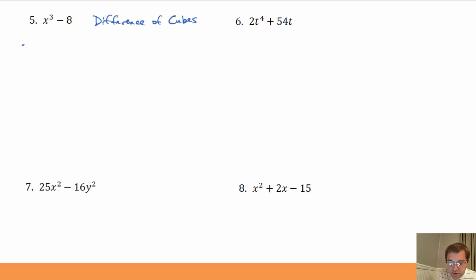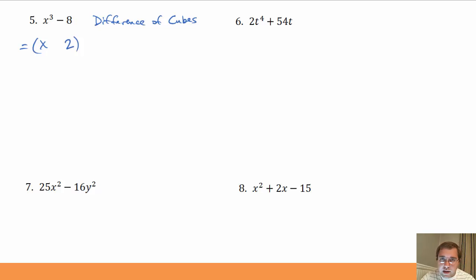And here's how a difference of cubes works. You take the cube root of each of the terms, so the number that we would multiply by itself 3 times to get each one. Well, the cube root of x cubed is just x. I'm going to put that there. And then we take the cube root of 8. So what number do I multiply by itself 3 times to get 8? That would be 2. 2 times 2 is 4, times 2 is 8. So 2 cubed is 8.